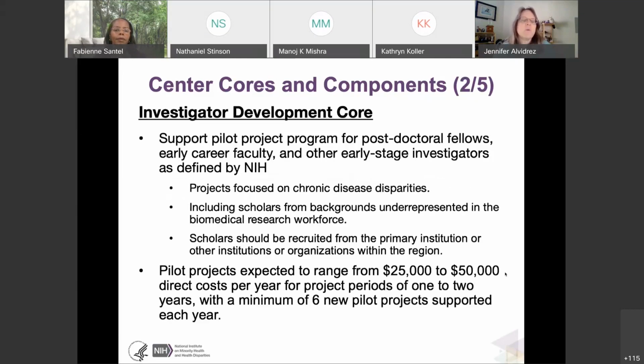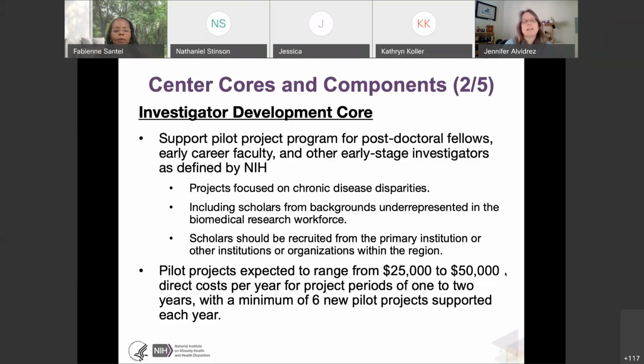The Investigator Development Core is to support a pilot project program for postdocs, early career faculty, and other early stage investigators as NIH defines early stage investigators. The pilot projects, of course, will be focused on the theme of the center related to chronic disease disparities. Pilot awardees should include scholars from backgrounds underrepresented in the biomedical research workforce, and scholars should be from within the region. So either the applicant institution or collaborating institutions or other researchers from organizations within the region.